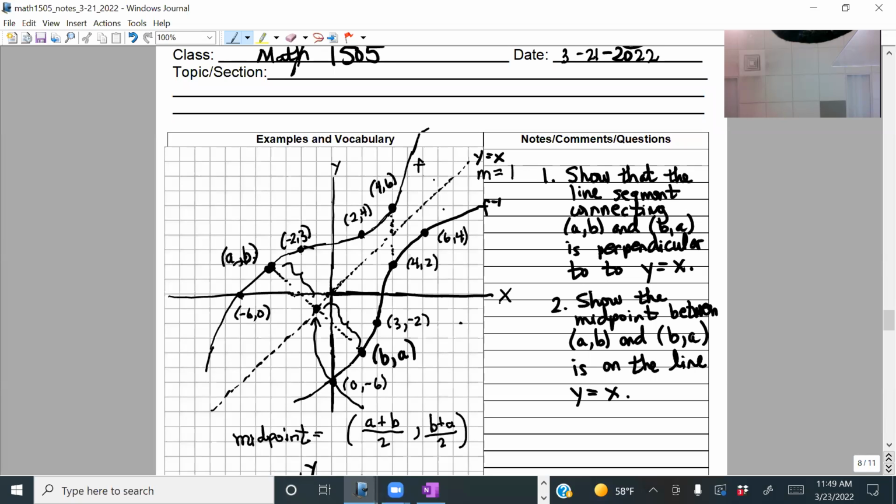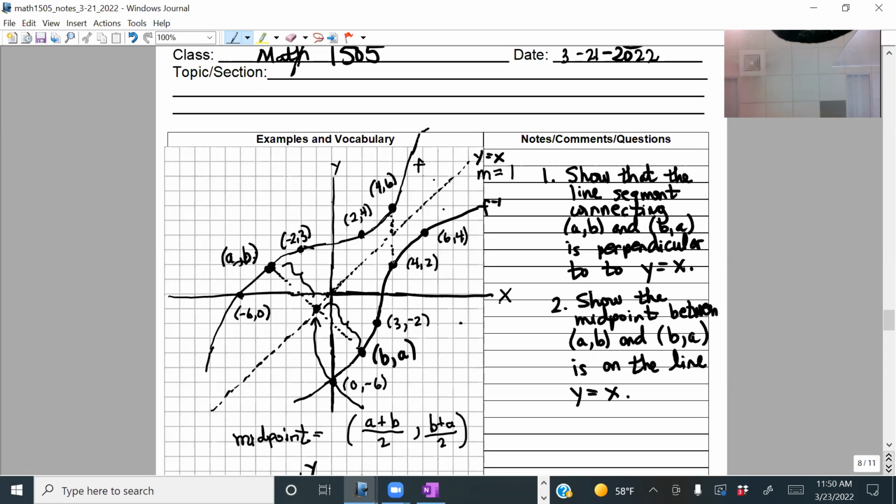So this line that connects (a, b) and (b, a) and the line y equals x, you can see it in the 2 dashed lines. How are those 2 dashed lines apparently related to each other? It does have something to do with slope, but they're perpendicular, right? Oh, there it is. So this line that connects (a, b) and (b, a) has to be perpendicular to this line y equals x.